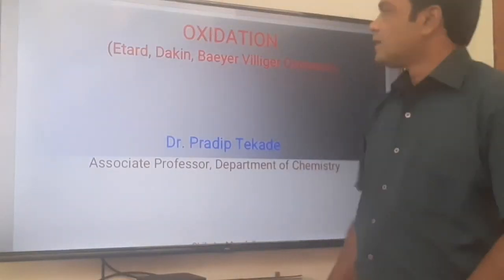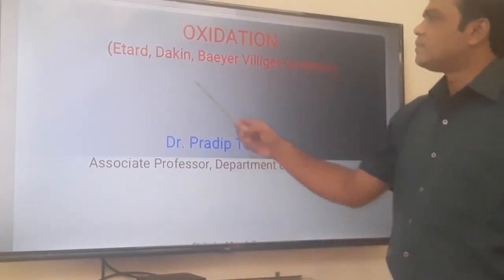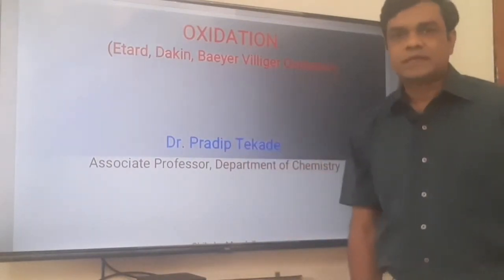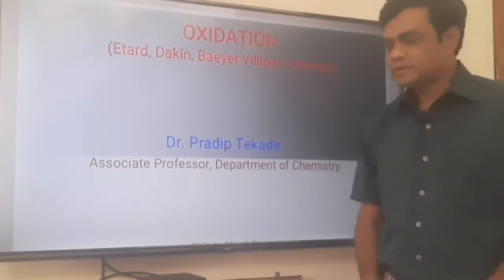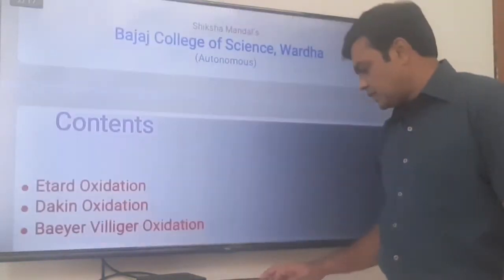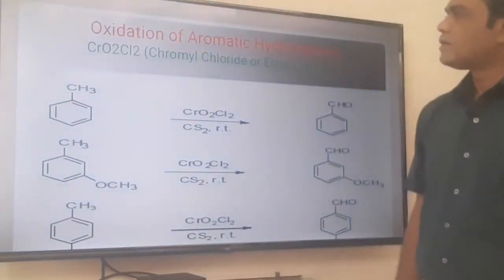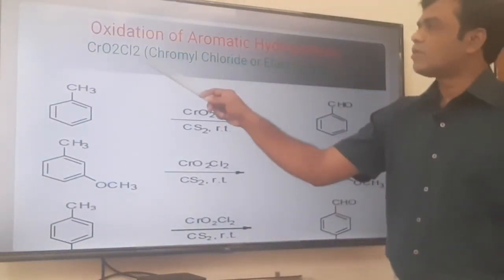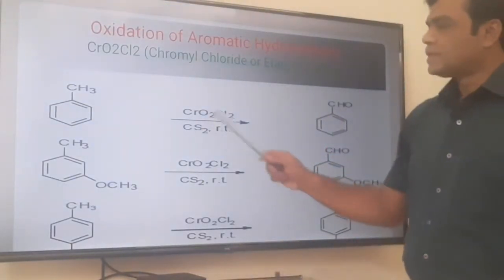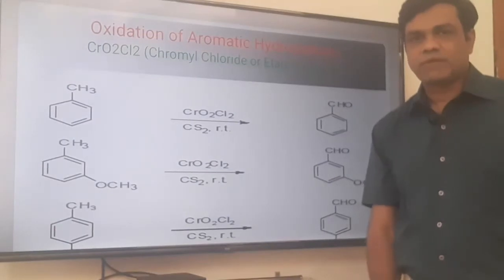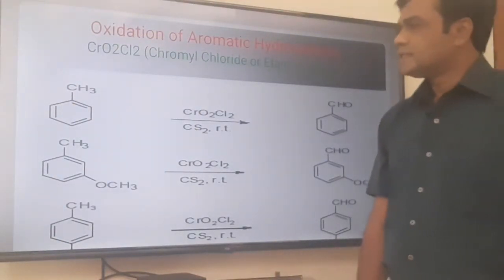Welcome, you all. In this lecture, we are going to discuss three important oxidation reactions: Étard oxidation, Dakin oxidation and Baeyer-Villiger oxidation. Let's start with the Étard oxidation first. The reagent for the Étard oxidation is the combination of chromyl chloride with carbon disulfide at room temperature. It is the oxidizing agent.